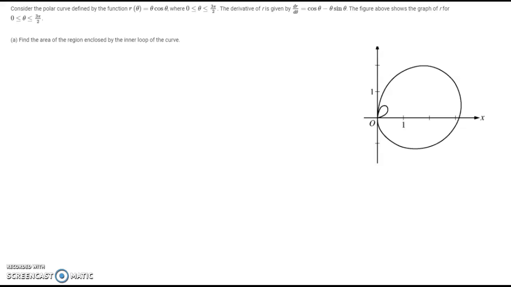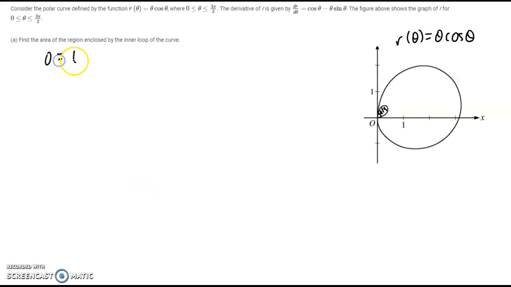All right, new question from AP Central. Consider the polar curve defined by the given function. Theta is bounded between 0 and 3 pi over 2. The derivative function is given, and the figure shows the graph of r on that domain. So this is the graph of theta cosine theta. Find the area of the region enclosed by the inner loop of the curve.